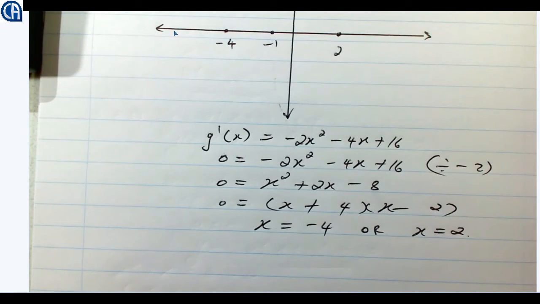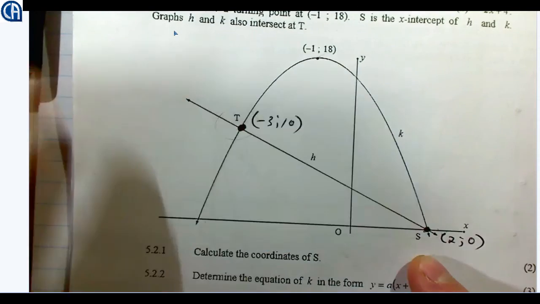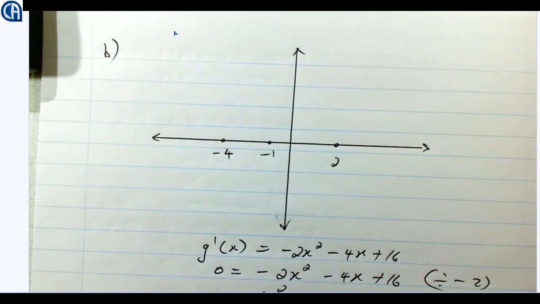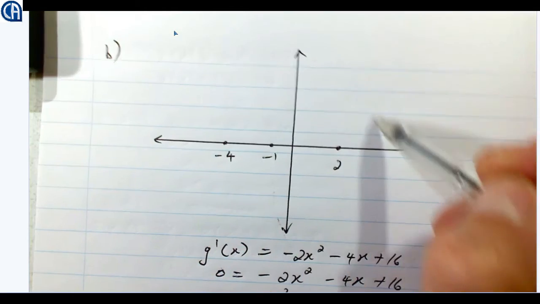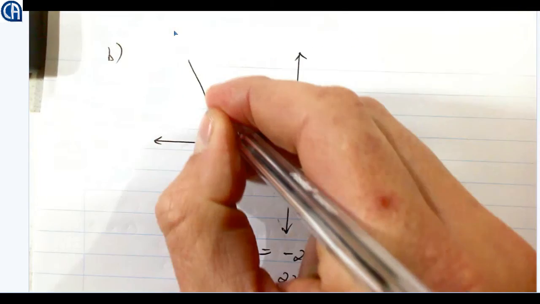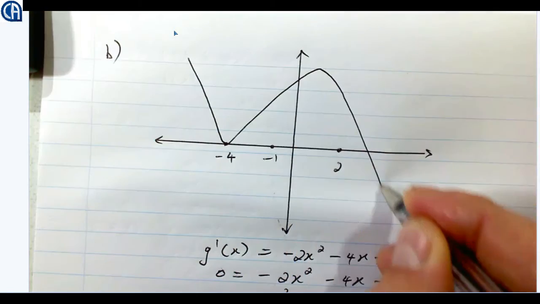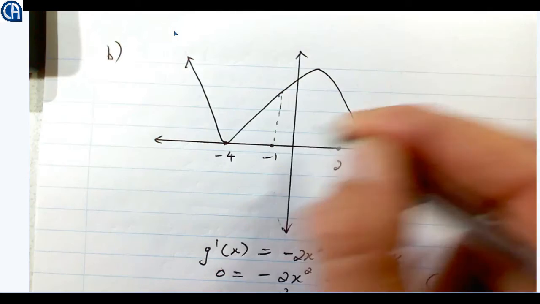So if the derivative is negative, therefore the cubic function must be decreasing. If it's decreasing, it's got to go down, up, down. So here we go. Down, up, down. So that's the point of inflection.